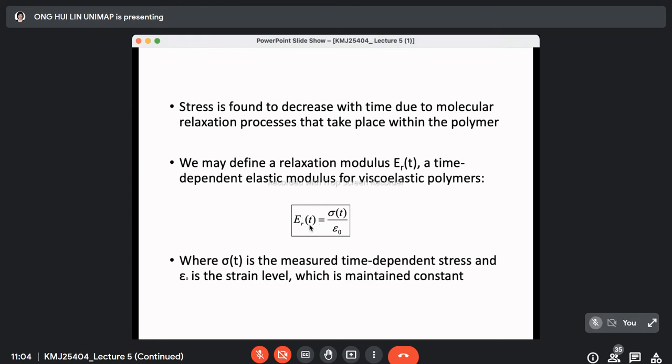t is at a particular time. Usually, we calculate in seconds, 10 seconds, 20 seconds, something like that. The stress is time dependent, and the strain is the initial strain, because this is a constant strain. If everything changes, it is difficult to come up with a mathematical model, so something has to be constant.